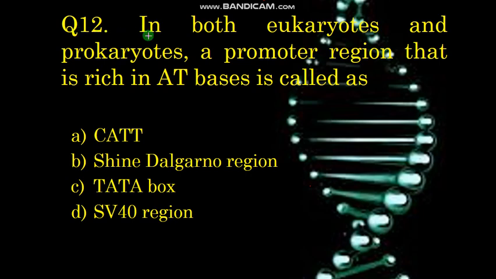Question number 12. In both eukaryotes and prokaryotes, a promoter region that is rich in AT bases is called: A, CAAT box; B, Shine-Dalgarno region; C, TATA box; and D, SV40 region box. And the answer is option C, TATA box.